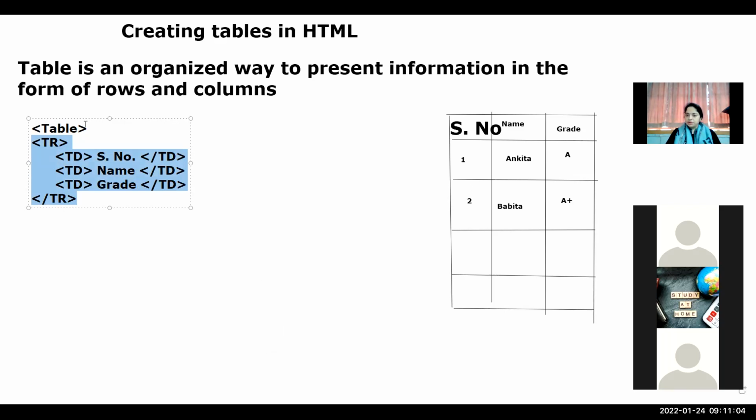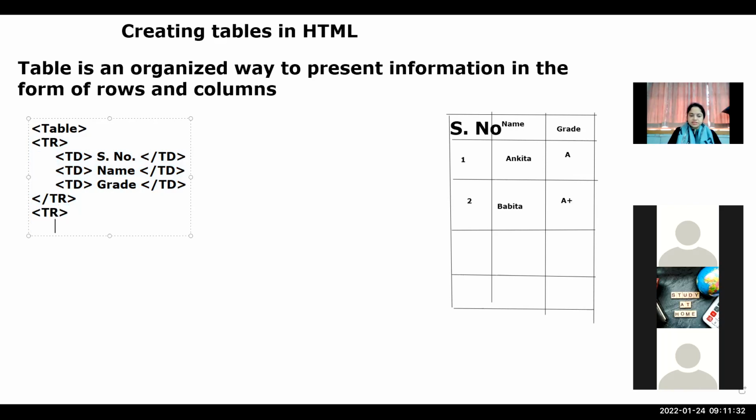Start the table with table tag, tr. I'm going to define the first row. In first row, I'm having 3 cells, 3 columns. So 3 cells will be defined with the td tag: td, first value of the cell, td, second cell, td, third cell, then close the tr tag. Now to define the second row, again I will start with tr. Now this is my table row.